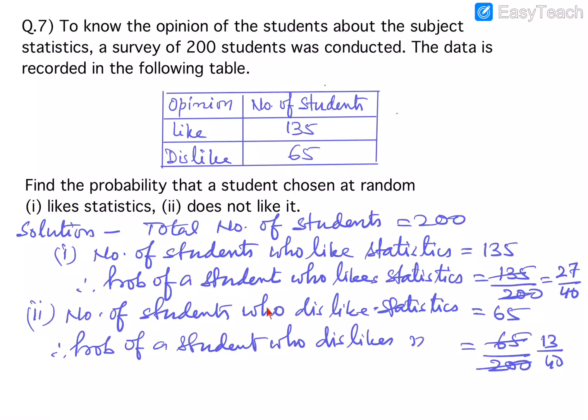In second part, number of students who dislike statistics is given 65 and therefore probability of student chosen at random who dislikes statistics is equal to 65 by 200, that is 13 by 40. These are the number of times in which the event has happened and these are the total number of trials.